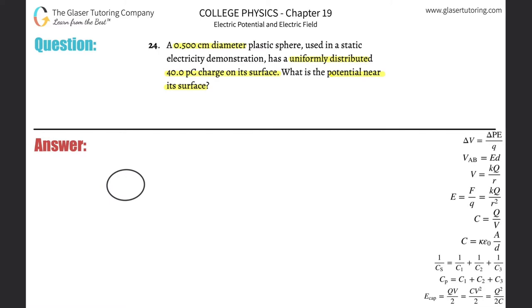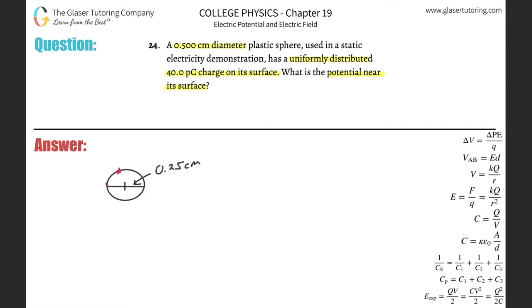All right, so pretend you have a sphere. You know that the diameter is going to be 0.5 centimeters. And if the diameter is 0.5 centimeters, what is the radius? The radius is half of that, right? So essentially the radius here will be 0.25 centimeters.